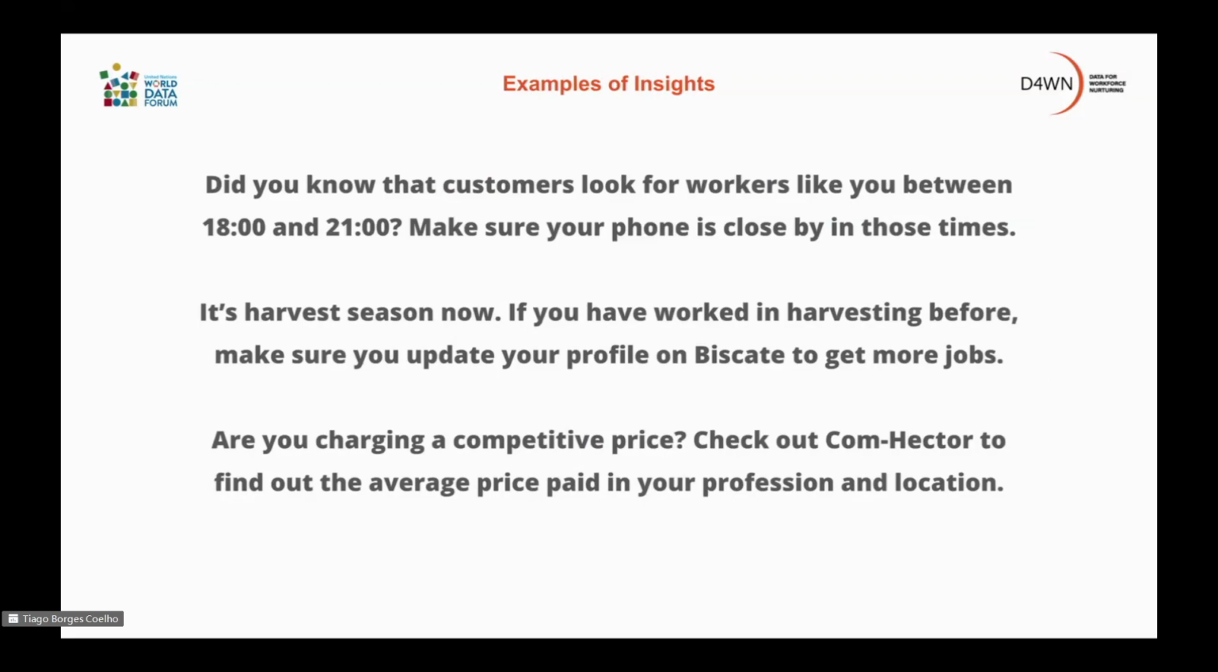And then price. We also have information about price. We can give workers a message like this one. Are you charging a competitive price? Check out Connector to find out the average price paid in your profession and location. People can use this to understand what their price is in comparison to others and check if they can do something about it.